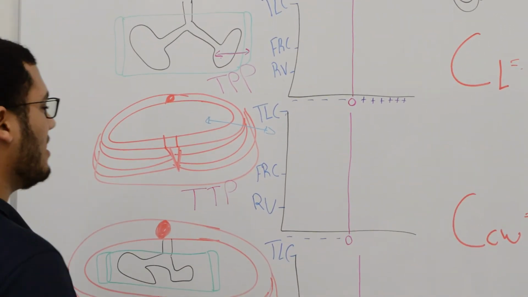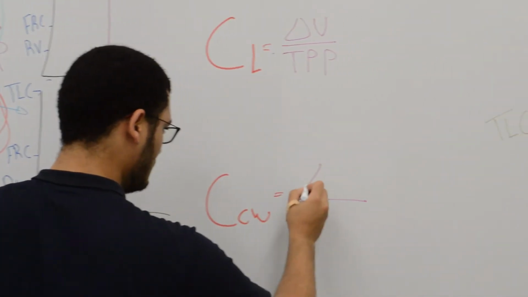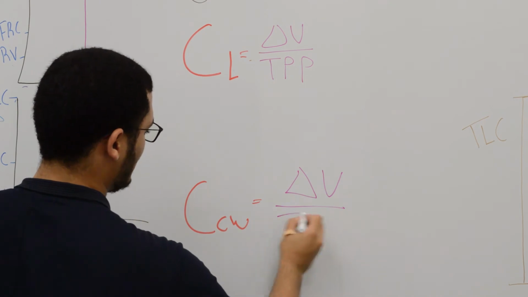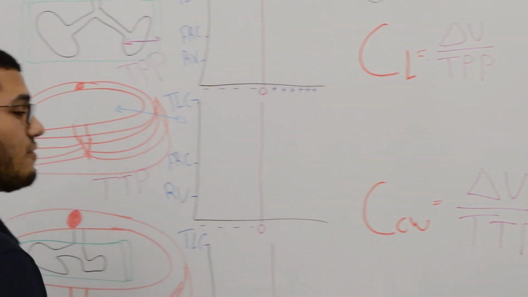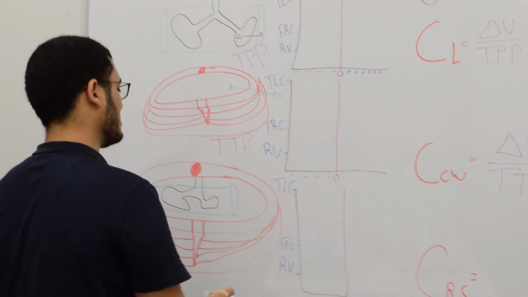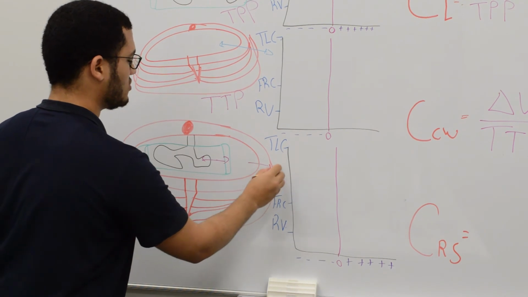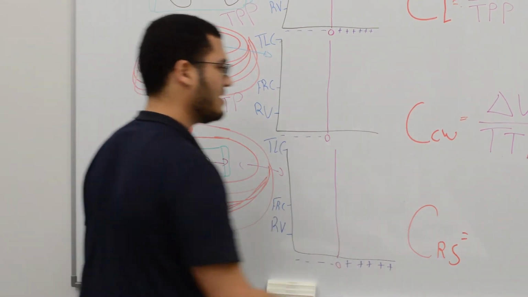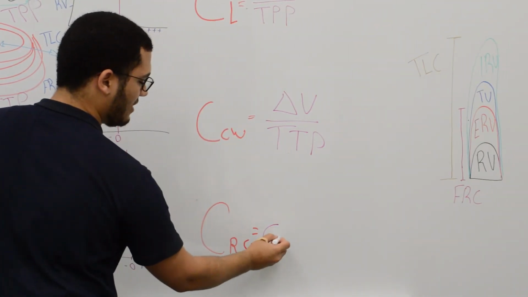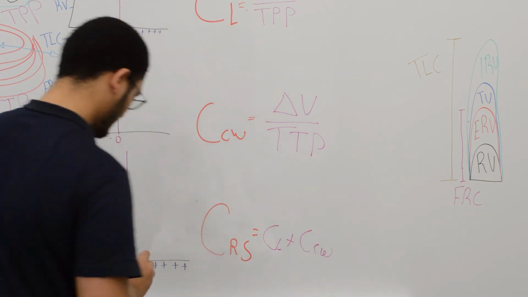Remember what we call that? Transthoracic pressure. So it will be volume over transthoracic pressure. Now we go for the compliance of the whole respiratory system. We have a compliance here between those two, and a compliance here between those two. If you add them together, you get the compliance of the whole respiratory system. So it will be the compliance of the lung plus the compliance of the chest wall.